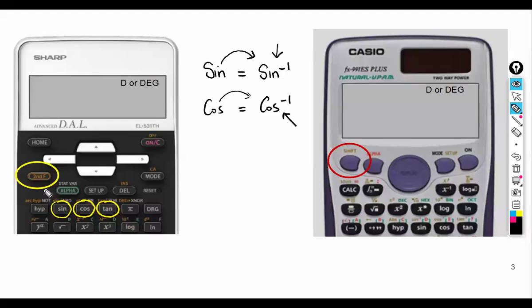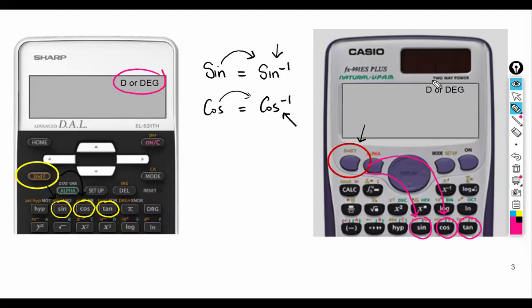If you have a Sharp calculator, you're going to have to press the second function button first and then the sine button. If you want the opposite of cosine, you have to press second function and then cosine. For the Casio calculators, I don't think you have a second function button. Instead, you have something called a shift button. If you want the opposite of sine and cosine and tan, you have to press shift and then sine, or shift and then cosine.